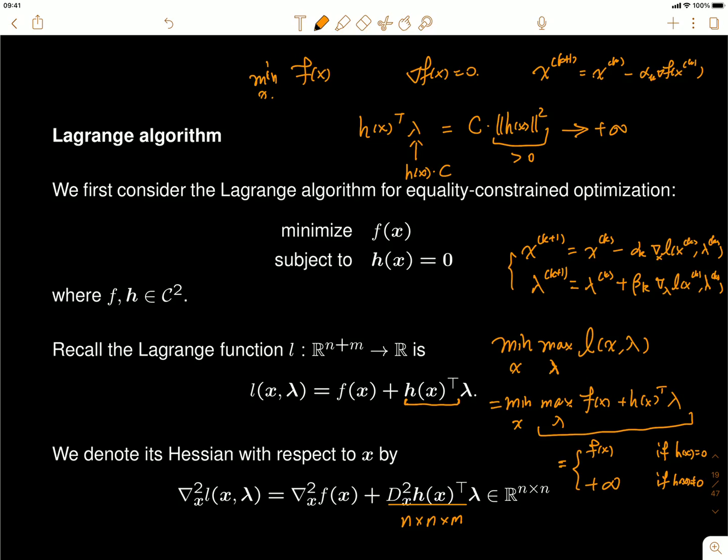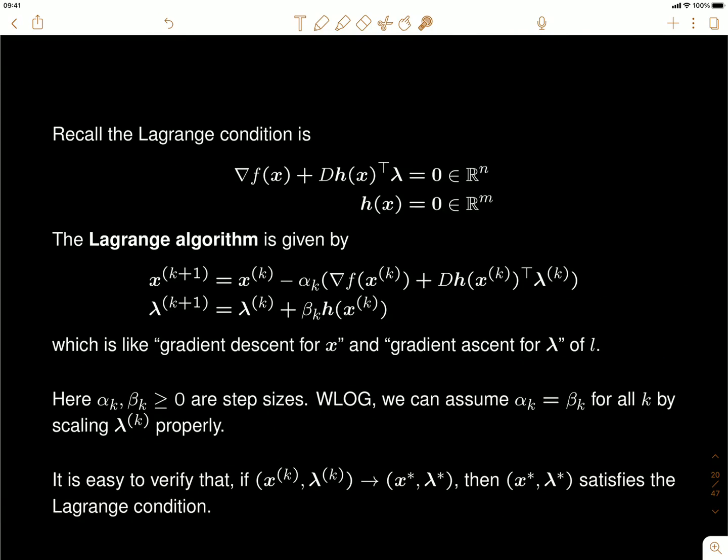Okay, so you can see that that's actually just a gradient descent on x, but a gradient ascent on lambda, and then we'll get the update. Okay, that's what I said here. So it's like we're doing the gradient descent for x with the step size alpha k, and the gradient ascent for the lambda with the step size beta k.